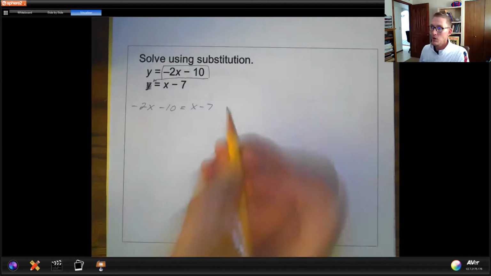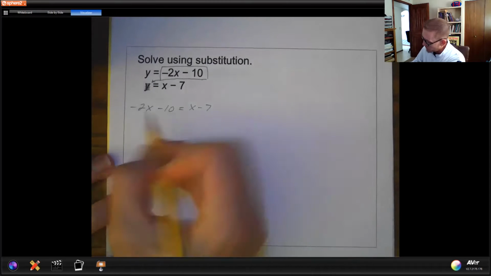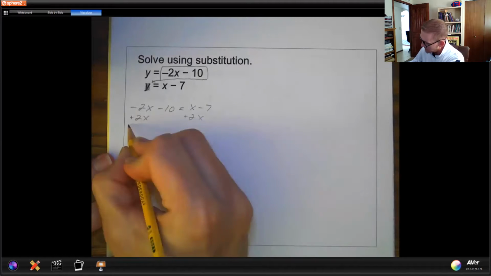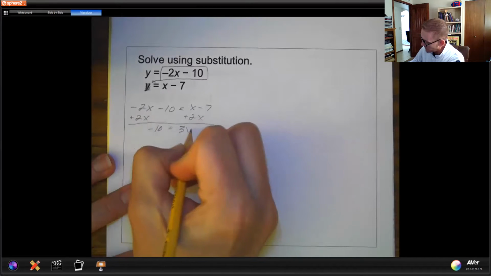When the equations are both in mx plus b, this is the process you're going to do every time. I now have a multi-step equation. So we're going all the way back to September, and we're talking about multi-step equations. So I've got to move the 2x to the other side. So I go plus 2x, plus 2x. -10 equals 3x minus 7.